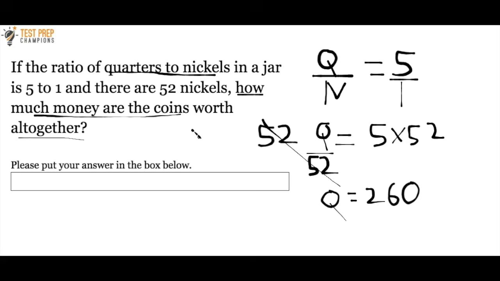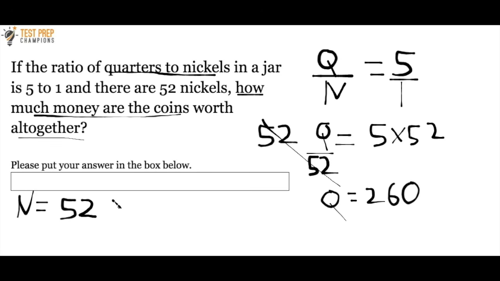All right, so we weren't asked to find, in this case, the number of quarters. We're asked to find how much money are the coins worth altogether. So getting the number of quarters here, that was a necessary step. Okay, but we're not quite there yet because we now have to take the number of nickels and figure out how much money that's going to be worth. And then we're going to also do that for the quarters, and we're going to add them up. And if it sounds like that's a lot, well, don't worry. I think it's going to make more sense as we go through this.